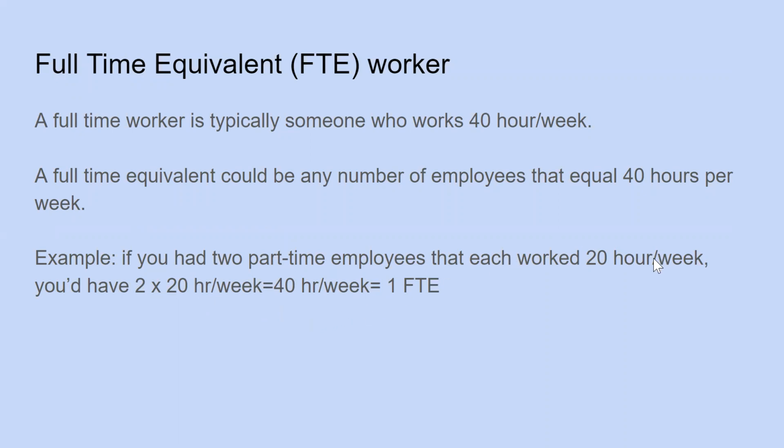So now we have the full-time equivalent worker. A full-time equivalent worker, or FTE, is typically someone who works 40 hours per week, but it can depend on how many hours per week an establishment has for full-time workers. A full-time equivalent worker could be any number of employees that equal 40 hours per week. So if you had 2 part-time employees that both worked 20 hours per week, 2 times 20 is 40 hours. So we would have 1 full-time equivalent worker.